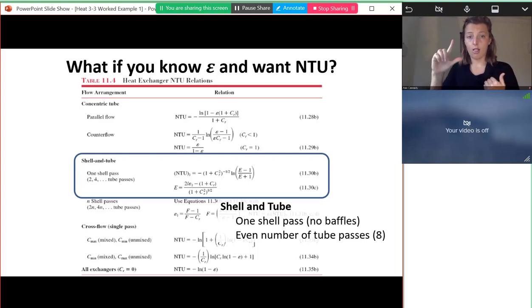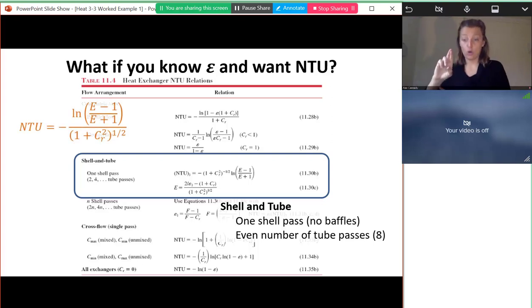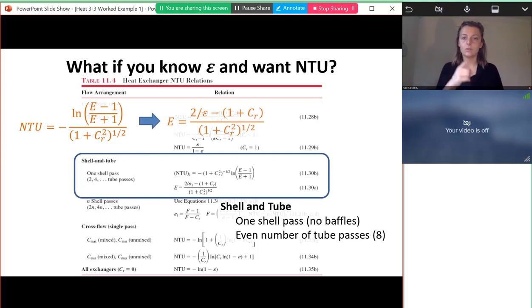Now it's actually a set of equations because I think they wanted to make the equation look a little bit cleaner. So we have this value of capital E, but everything here is a function of effectiveness and CR, big CR, so the ratio of my big C's. So here I have an equation for NTU as a function of CR and effectiveness, because E is a function of effectiveness.